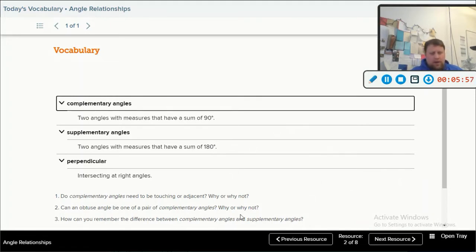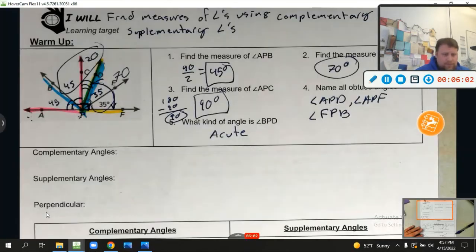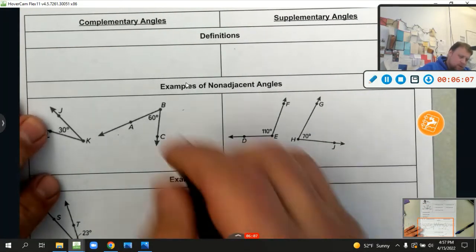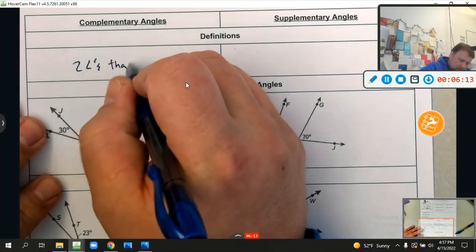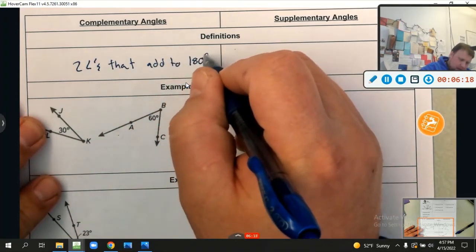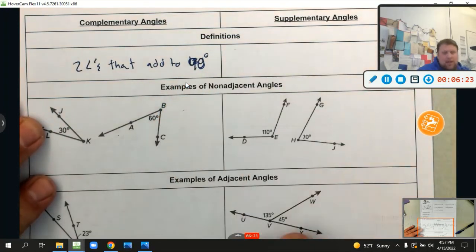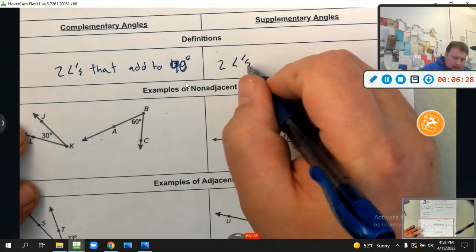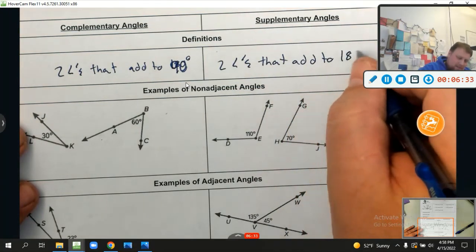We're going to move on. Okay, let's fill in this table right here. So again, what are complementary angles definition-wise? It's just two angles that add to 180. Excuse me. Oh my goodness, complementary is 90 degrees. What was I thinking? Two angles that add to 90 degrees. Supplementary, same thing, except for 180. Two angles that add to 180 degrees. Perfect.